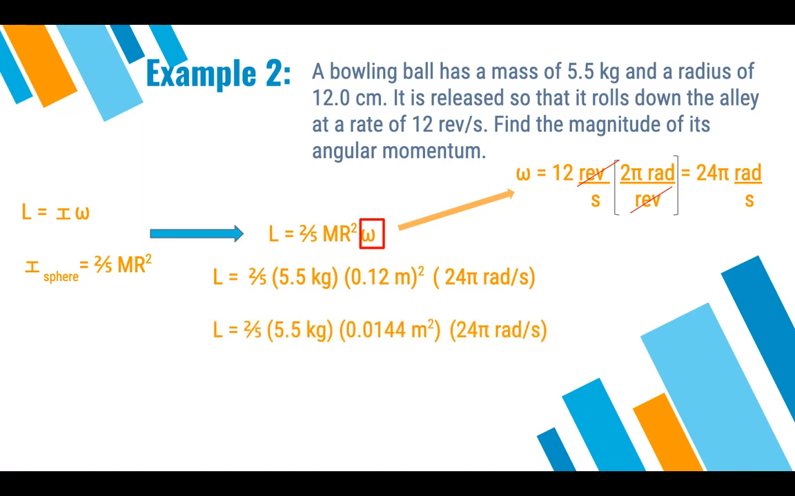We square 0.12 meters first. We get 0.0144 meters squared, and then we multiply straight across: 2/5 times 5.5 times 0.0144 times 24 times pi. Make sure you put a multiplication sign in between the 24 and the pi. And our final angular momentum is 2.39 kilogram meters squared per second.